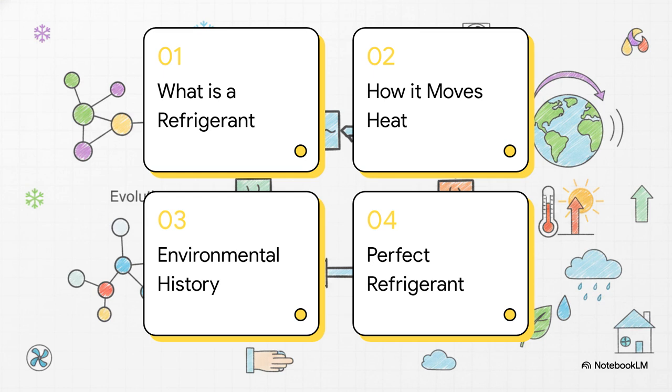First, defining what a refrigerant actually is. Second, the 4 steps of heat delivery. Third, their evolution and environmental impact. And finally, the specific conditions required for the perfect refrigerant.